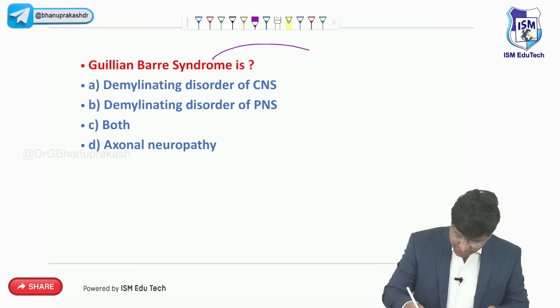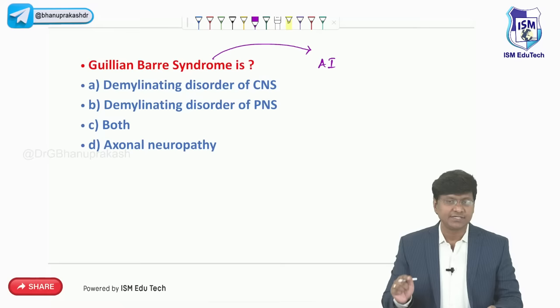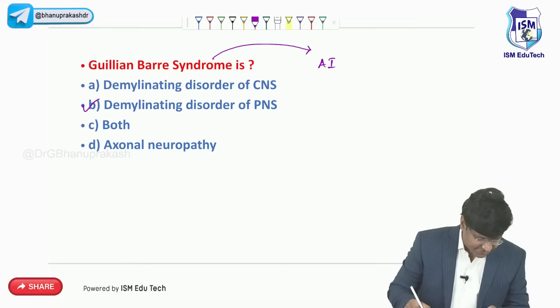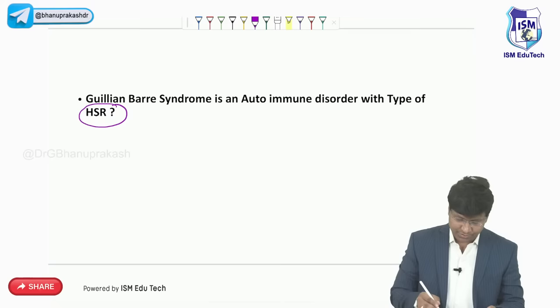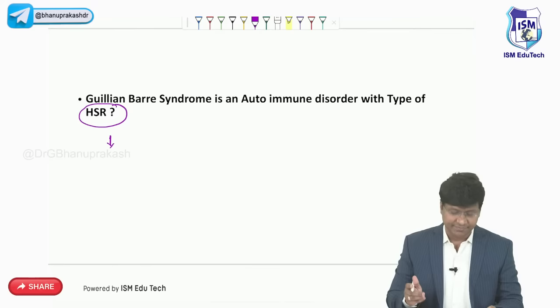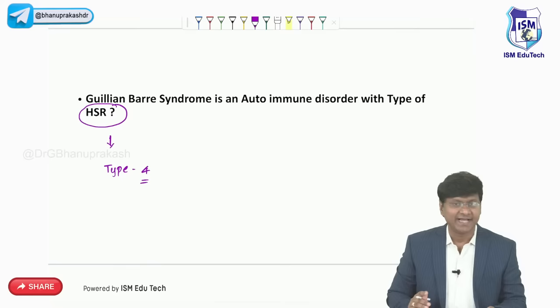Guillain-Barré syndrome is an autoimmune disorder, where the antibodies are formed against the peripheral nervous system. And what type of hypersensitivity reaction is it? That is another important question related to Guillain-Barré syndrome. It is a delayed hypersensitivity reaction. So when we use the word delayed hypersensitivity reaction, it is a type 4 hypersensitivity reaction. This is a very, very important question.